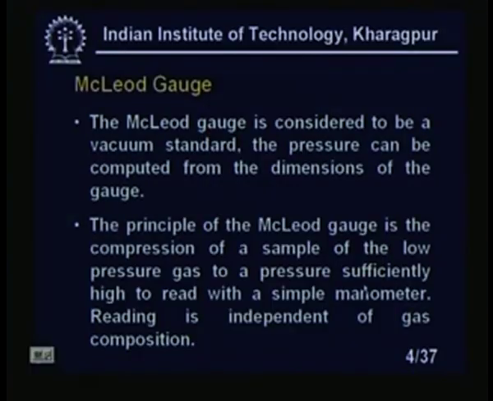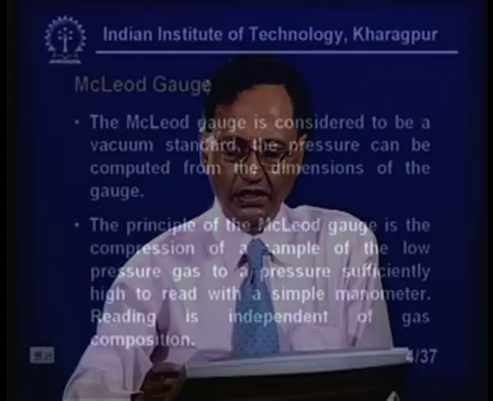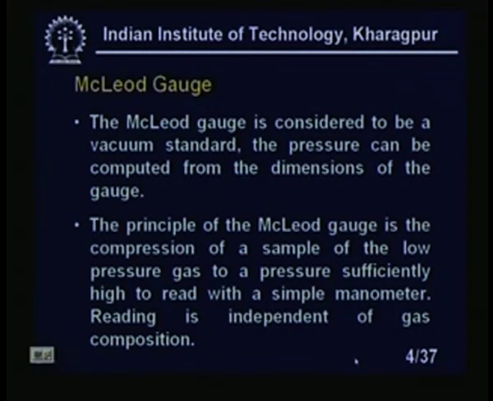So, the principle of the McLeod gauge is the compression of a sample of low pressure gas to a pressure sufficiently high to read with a simple manometer. The most important thing is that the reading is independent of gas composition. That means I can take any gas and I do not have to recalibrate the instrument. That is a great advantage of the McLeod gauge. This advantage is not there in other low pressure gauges like the ionization gauge; it is totally different. Let us look at more details of the McLeod gauge.